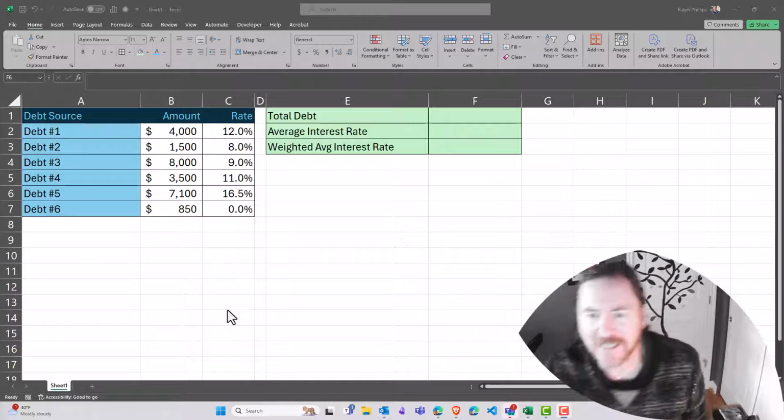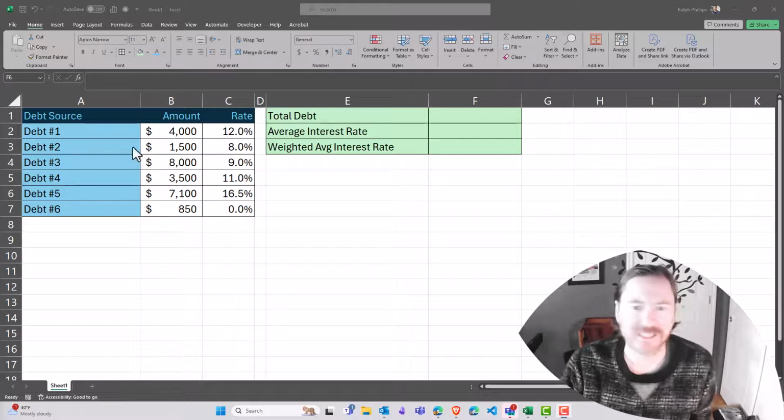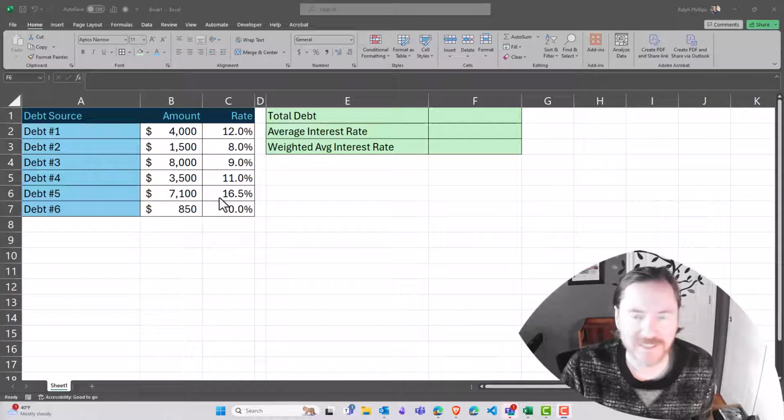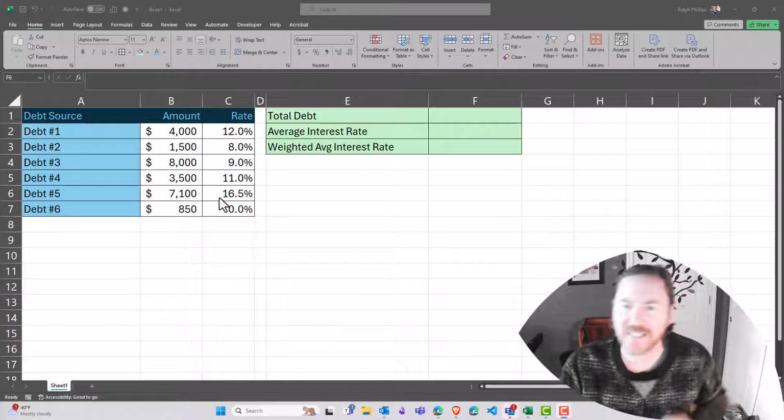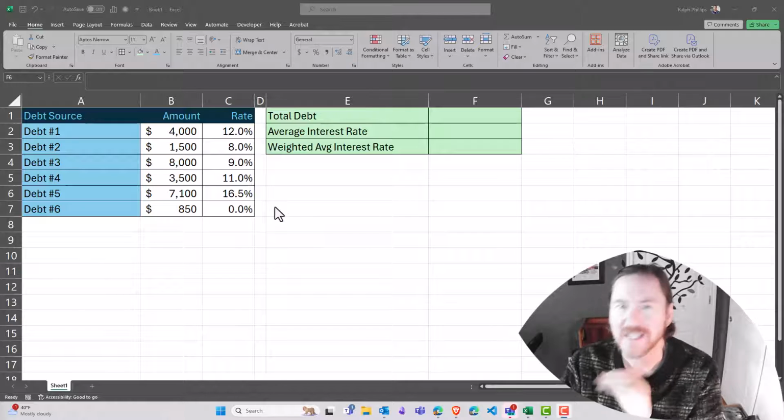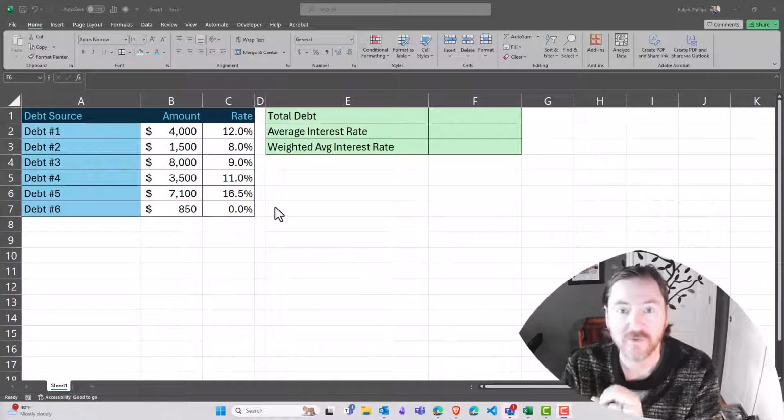This came up in class a couple days ago where we were looking at different debt sources so we could figure out a payment schedule, payoff schedule, things like that. And I wanted to get a little bit of basic information for our ultimate payment calculator.